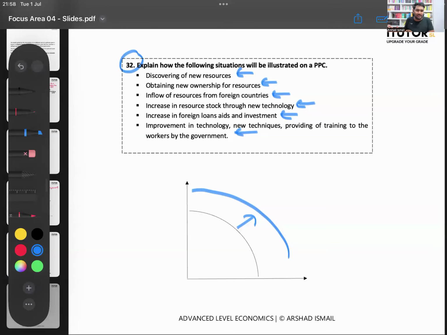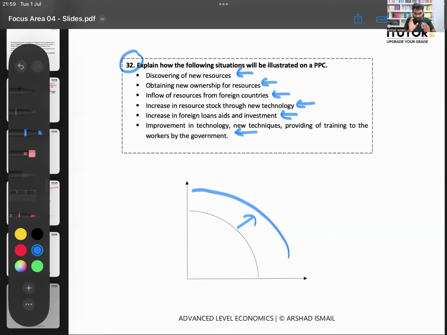The opposite happens now. People leave the country. You have outdated technology. Natural disasters happen. Capital gets destroyed. Let's say something like COVID comes and people die. Right? Let's say your people don't have the skills. So all of that will shift your PPC inside. And an import ban will shift the PPC inside. So these are shifting it out.